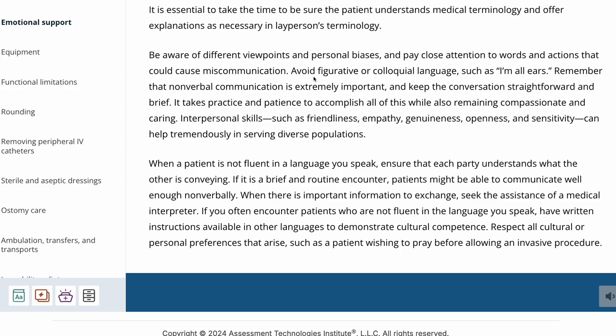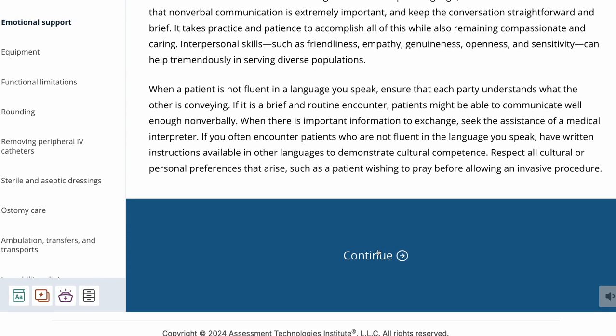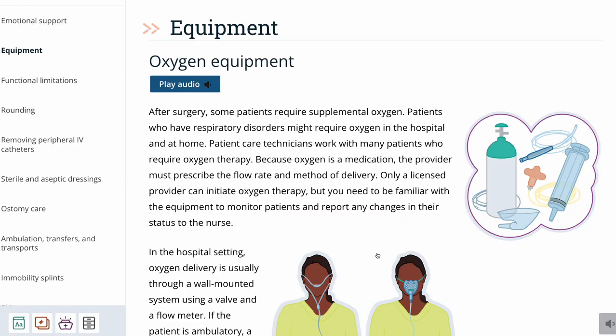So it says avoid figurative language, like I'm all ears. Remember that nonverbal communication is important, so they can tell when you're thinking, here she goes again, rolling your eyes, looking away, those types of things. Try to keep the conversation straightforward and brief, but still show some compassion and listen. And then if a patient is not fluent in your language, just make sure that you're speaking the language that they speak in front of them.